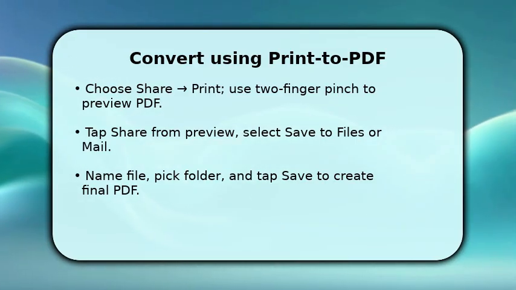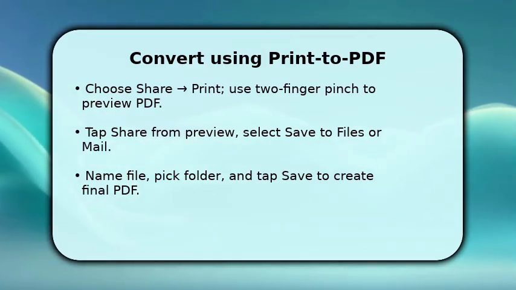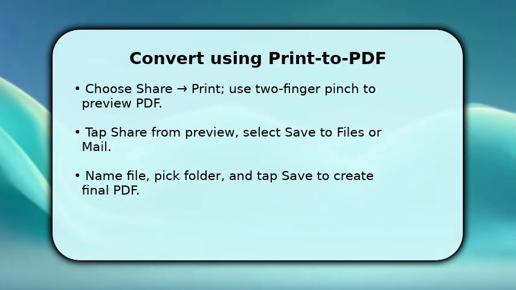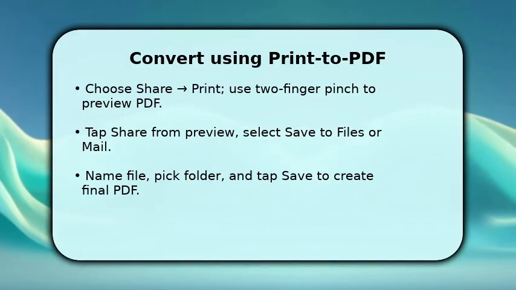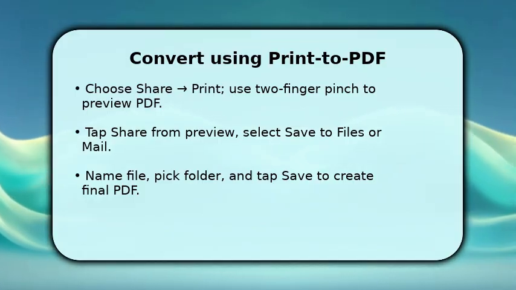From that preview, tap the Share icon, then pick Save to Files, Mail, or another app. Make sure to name the file and choose a destination folder. Once you tap Save, the PDF is created and accessible in Files or the app you selected.